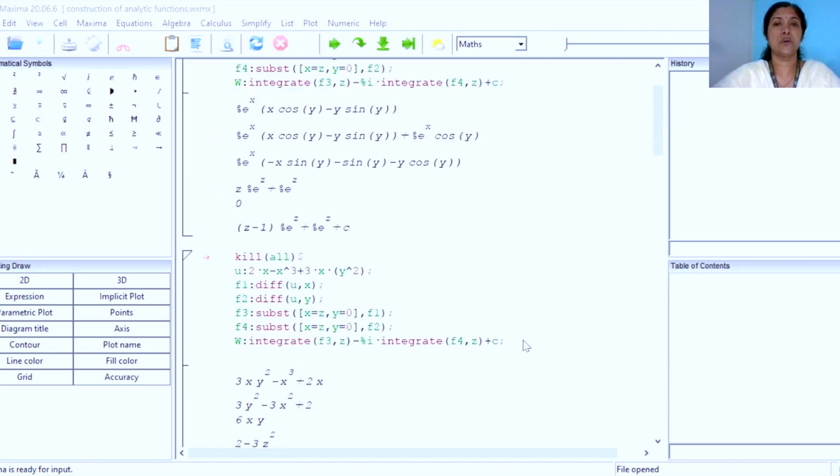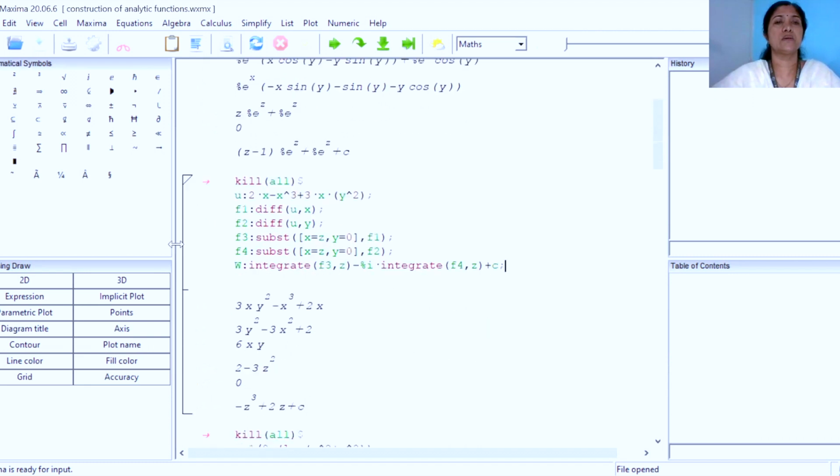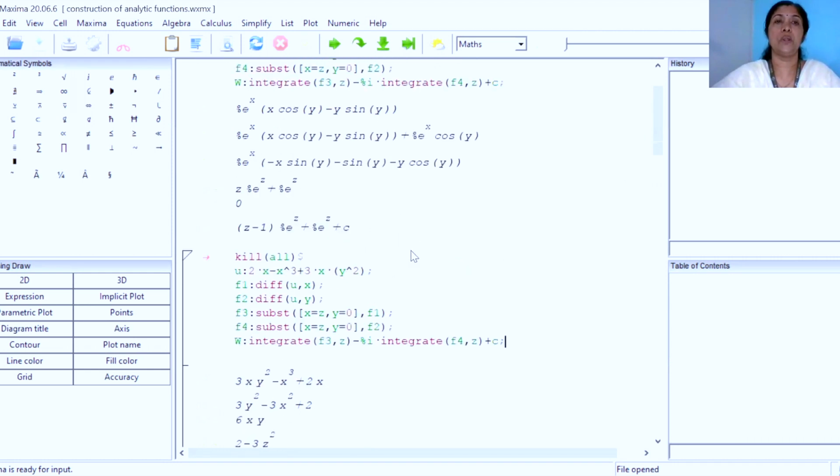So for the second question also, we have got the output. We have got the output as 2z minus z cube plus c. So all these questions we have got output. This is how we do the Maxima.